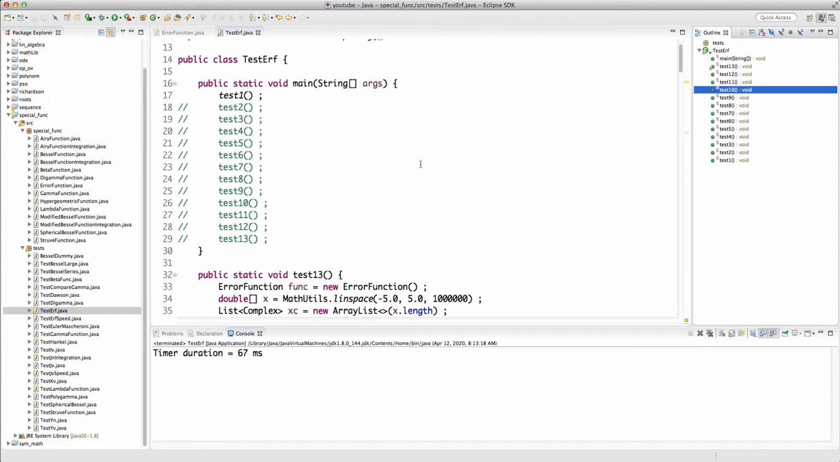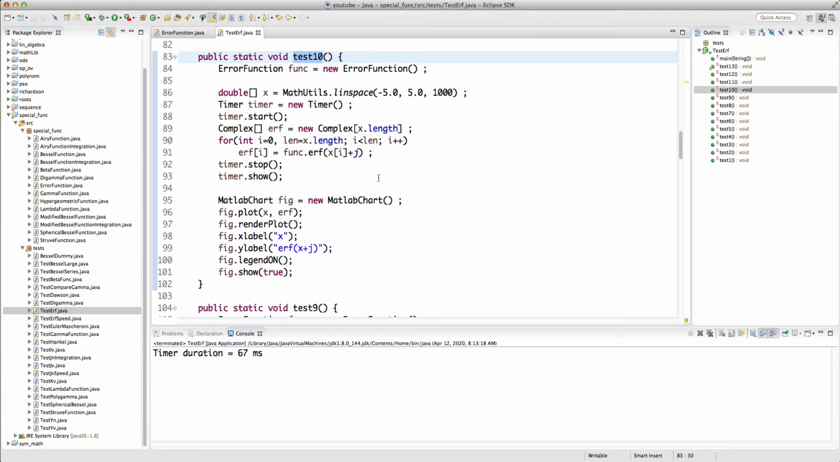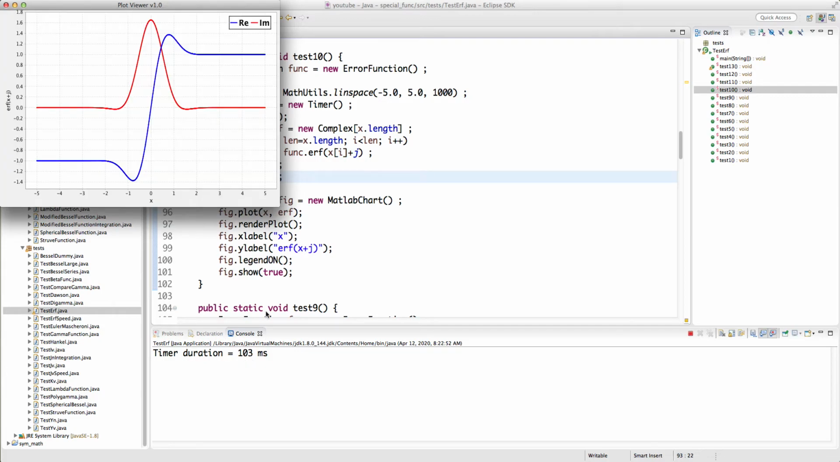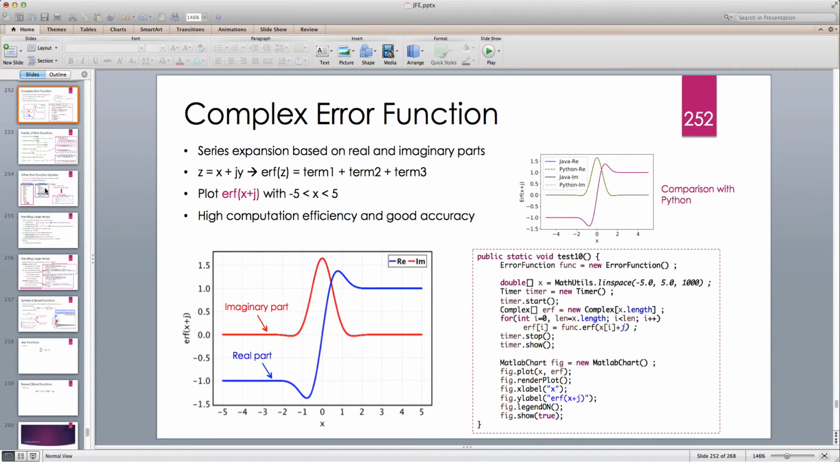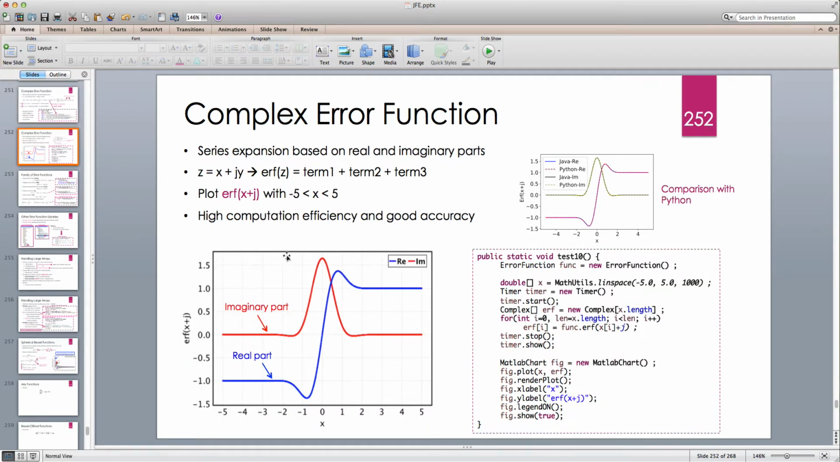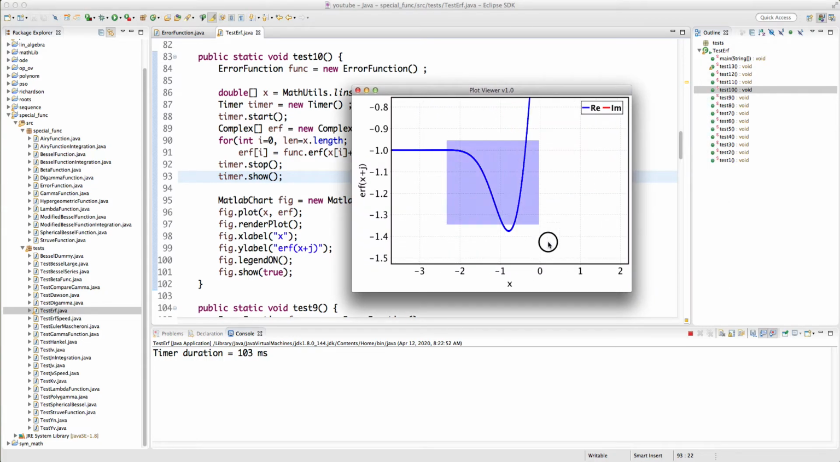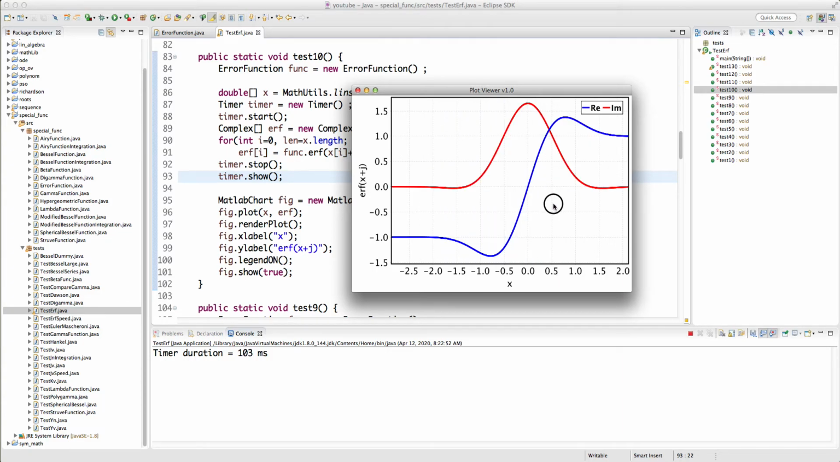So test 10 is basically where I'm calculating the complex values, right? From minus 5 to 5. It actually takes more time, obviously, because we need to do more evaluations: one evaluation of the error function itself, and then also the series to sum up. So it definitely is less efficient for complex numbers than for real numbers, right? So let's look at this. You see the real part can get out of the minus 1 to 1 range, and that's where the imaginary part is actually very large, right?